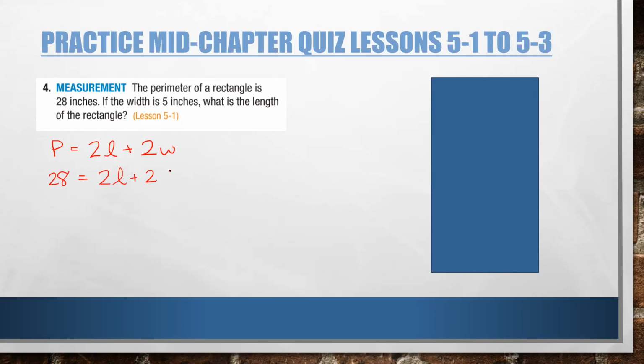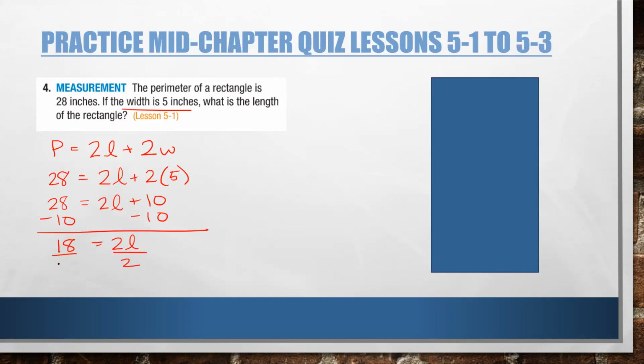So in place of the W, the width, we would put 5 because it told us that in the problem. And so we have 28 equals 2L plus 2 times 5, which is 10. So you would subtract 10 from both sides and you get 18 equals 2L, and then you would divide both sides by 2. And you would get 9 equals L, and these are integers. Okay? All right, moving right along.